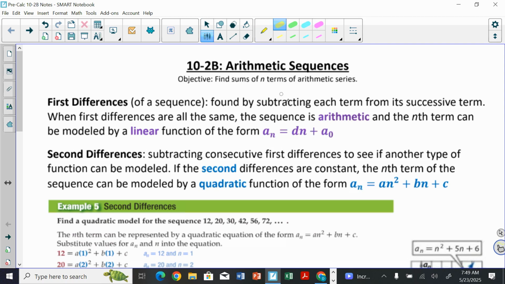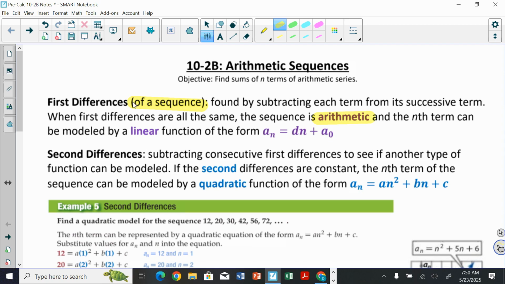First difference is similar to your D value. It's found by subtracting each term of the sequence from its successive term, just like when we found our D value. If your first differences are all the same, then we can say that the sequence is arithmetic.